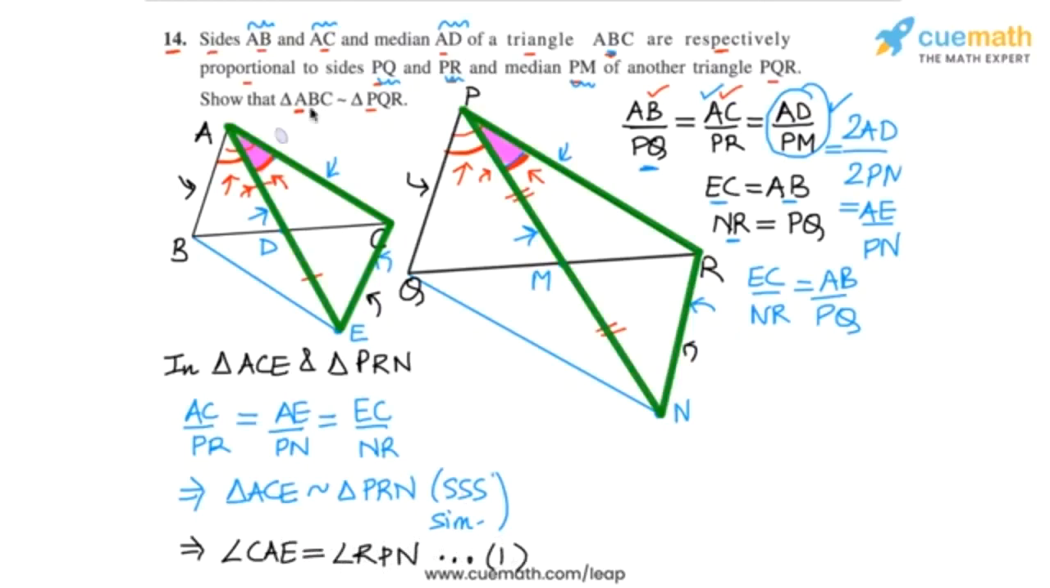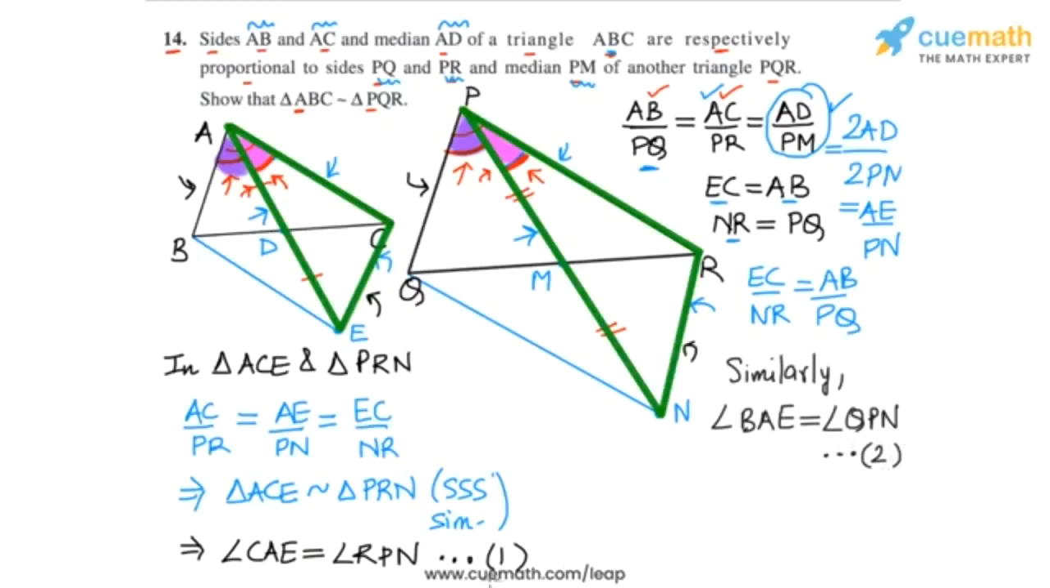And similarly, using a similar line of argument, we can show that this angle here, which is angle BAE, is equal to this angle here. Using exact similar arguments, we can show that BAE is equal to QPN. So let's write this also. I'm just going to say that similarly, we must have angle BAE is equal to angle QPN, right? And let's call this equation 2.